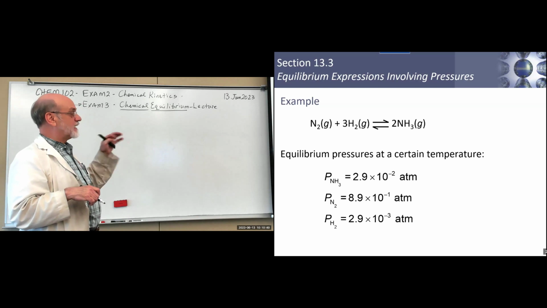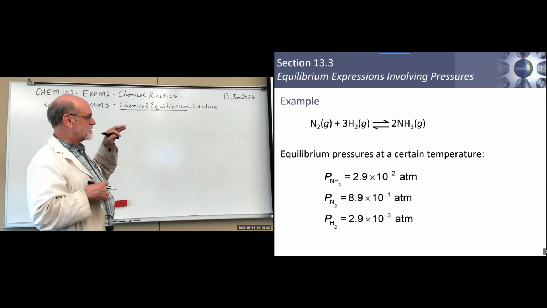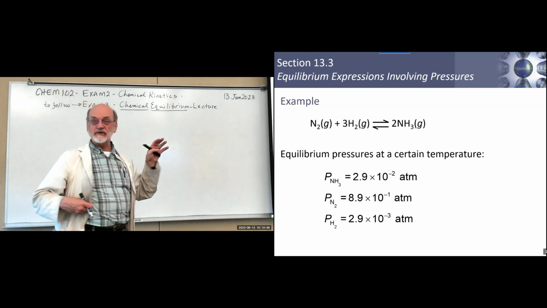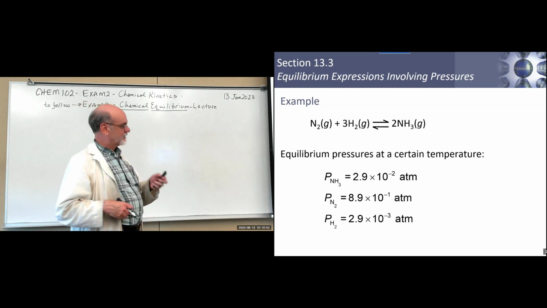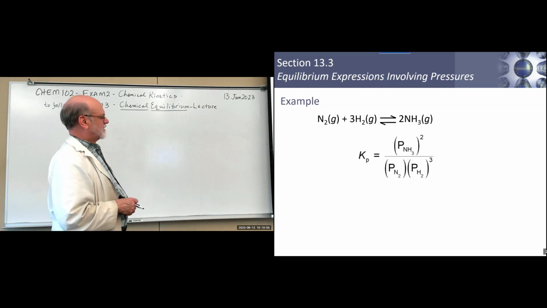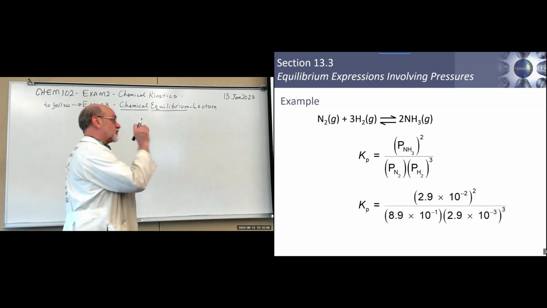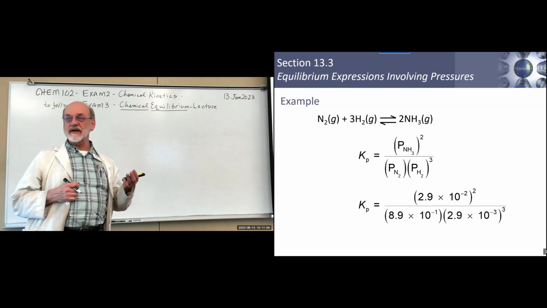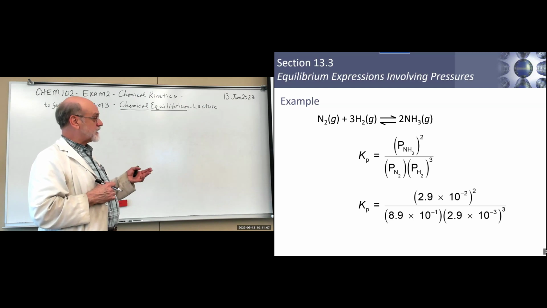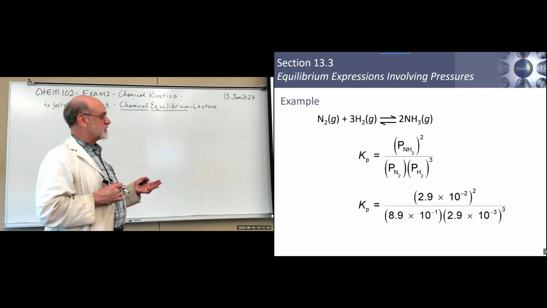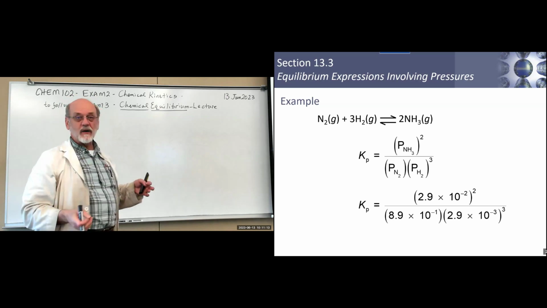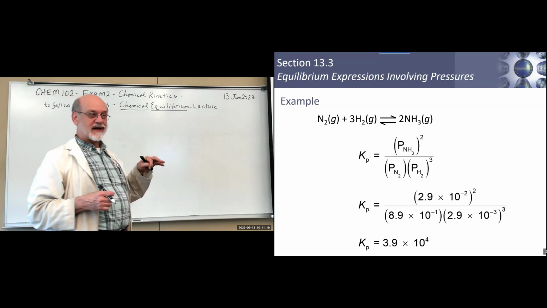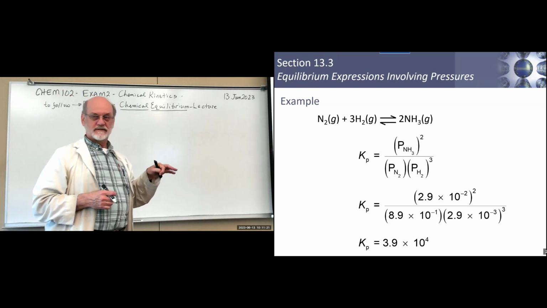Here, on this slide, we're going to calculate the Kp using these equilibrium partial pressures in atmospheres. So there's our expression. We set it up first, then we plug in the numbers. The partial pressure of ammonia is 2.9 times 10 to the minus second atmospheres, and nitrogen is 8.9 times 10 to the minus 1, and hydrogen is 2.9 times 10 to the minus 3 to the third power. And we calculate that value, and we get 3.9 times 10 to the fourth is our K for partial pressure for that equation.